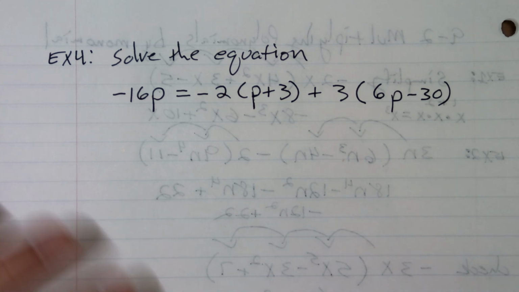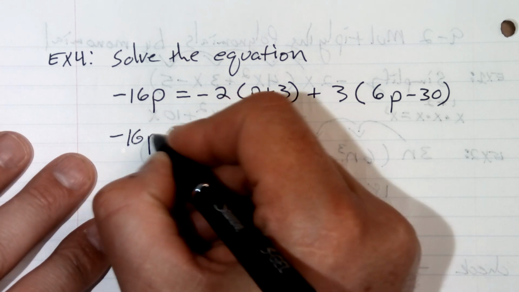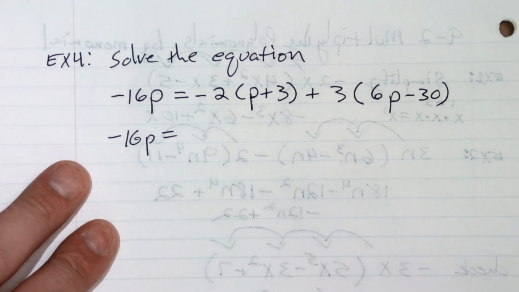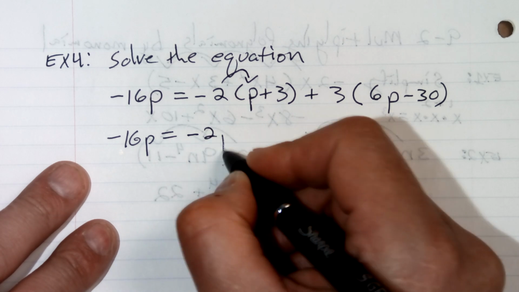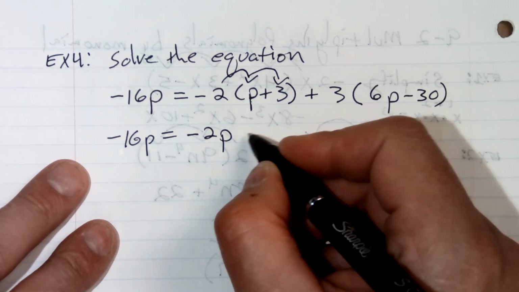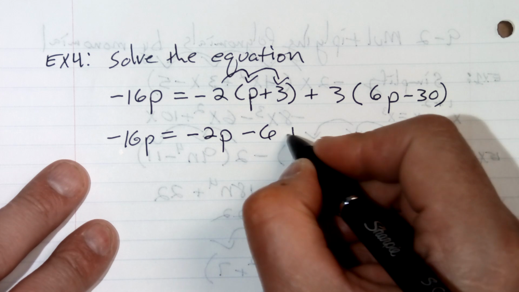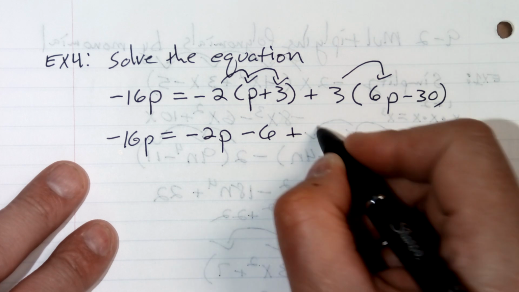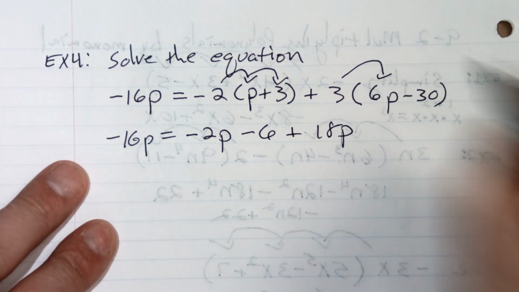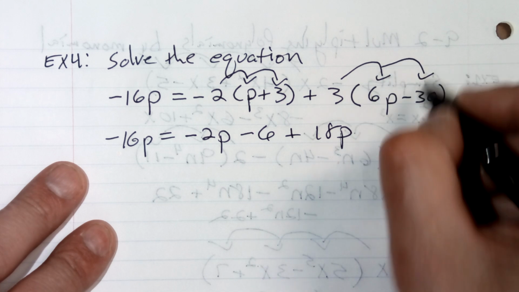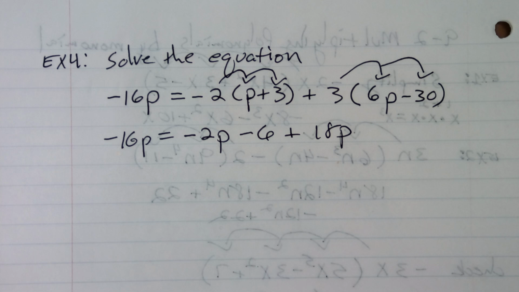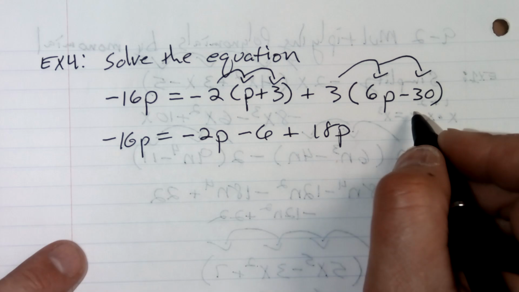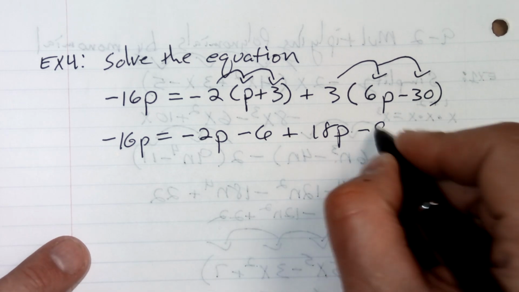All right, so the negative 16p is just sitting there doing nothing, so I'm just going to bring it down. Nothing's affecting it. All right, negative 2 times p is negative 2p, negative 2 times 3. Keep going. 3 times 6p is 18p. 3 times negative 30. Negative 3 times 3? 90. 90. Negative 90 is correct.